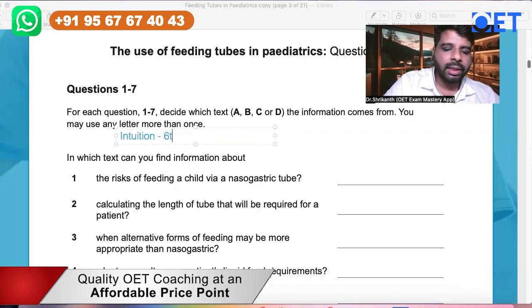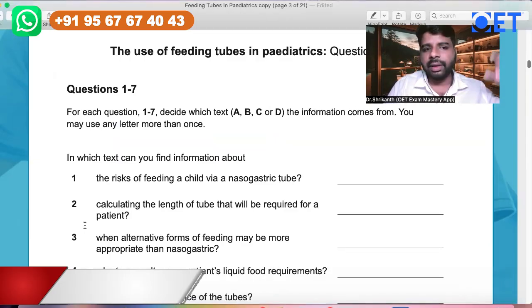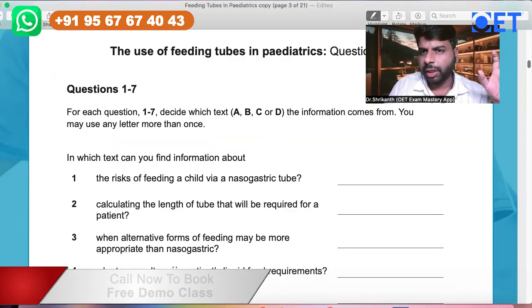Okay, so this is what I'm telling by your sixth sense over here. Right. So let's do the reading of the very first question. Let's do the keyword analysis.